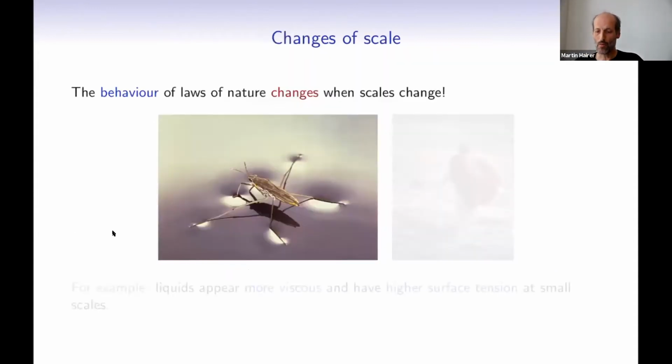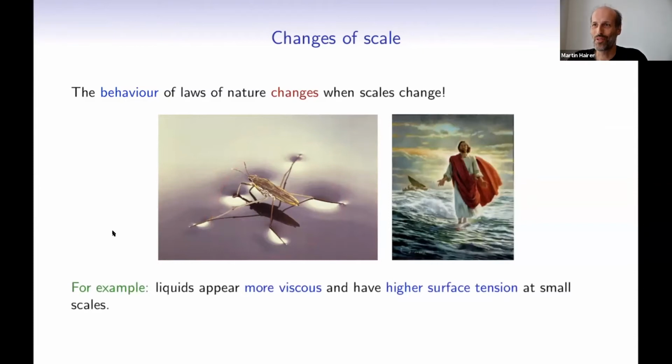Now, what we'd be interested in are changes of scale. And we've seen in the movie that at different scales, the universe looks very different. And the reason is that the laws of nature are not linear. And so the behavior of the laws of nature changes when we change scales. So for example, if you look at the surface of a pond, or any kind of water, at small scales, like the scale of these little insects, it looks quite different. These little insects are perfectly able to walk on water, whereas humans, at least usually, are not able to walk on water.